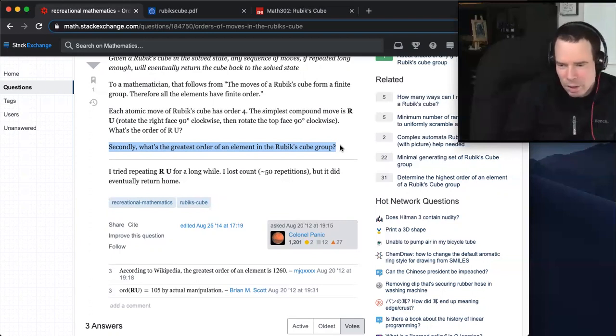So we'll see that RU turns out to have order 105. You have to do it 105 times. Can we find a move sequence that has order 200? Can we find a move sequence that has order 1000? What's the biggest order there is for a particular move sequence?